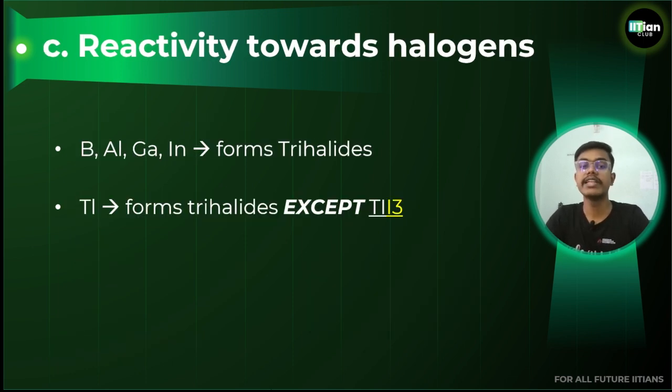Boron, aluminum, gallium, indium, these form trihalides. But in case of thallium, it forms trihalides except TlI3. So, thallium iodide is not formed.